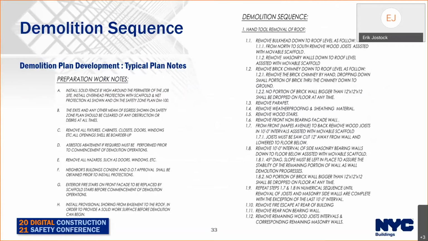Here's an example of some preparation notes for the demo sequence. This all happens prior to demo, so it's got installation of the fence, removal of fixtures, cabinets, combustible material, etc. Then it gets into the demolition sequence, starting at the roof, step by step, detailed instructions, all noted with a letter or number designation. Very clear, very easy to read, easy to understand.